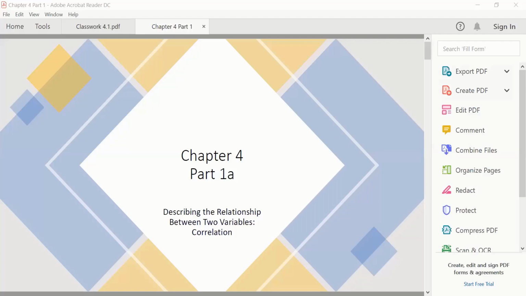We're going to start with chapter 4 and start part 1A, which is the part about correlation. This is section 4.1. When we're talking about correlation, we're looking at describing the relationship between two variables. In this course, we're just going to look at two quantitative variables, and we're only going to look at a linear relationship.